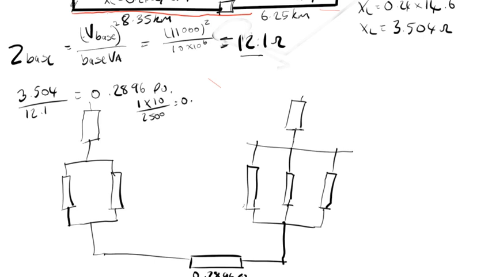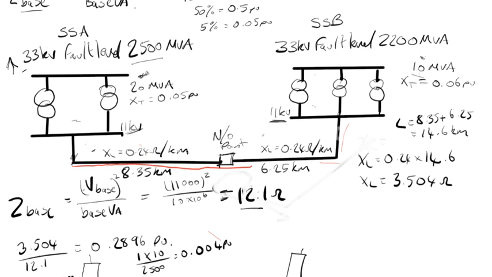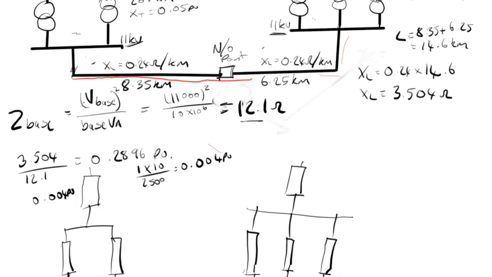And the same goes for the fault level of 2200, so that's basically 1 pu at 2200, which means it's 2200 here, which will equal 0.0045 pu. And so that's the substation per unit values.